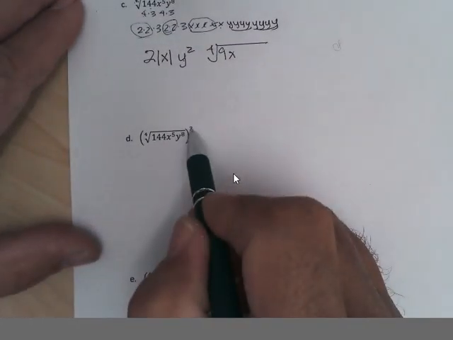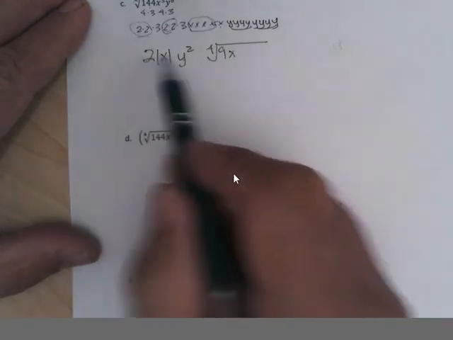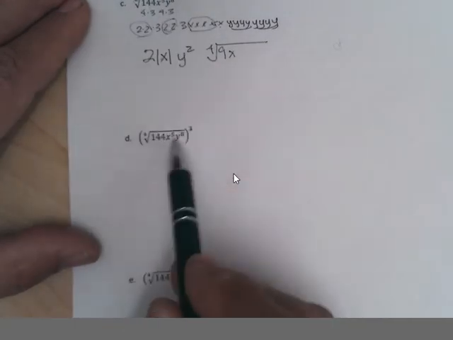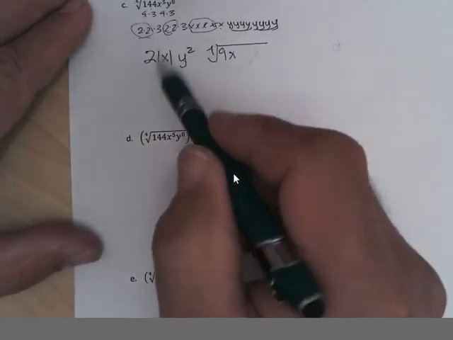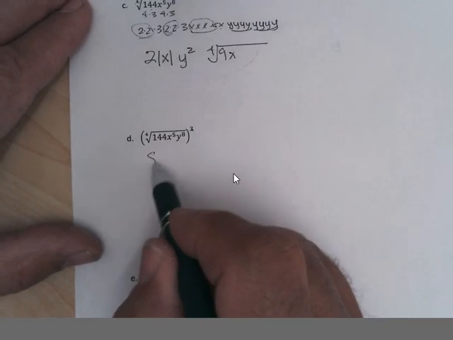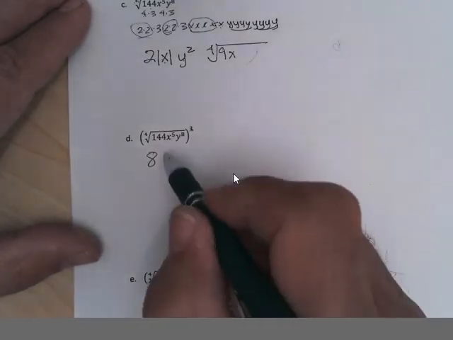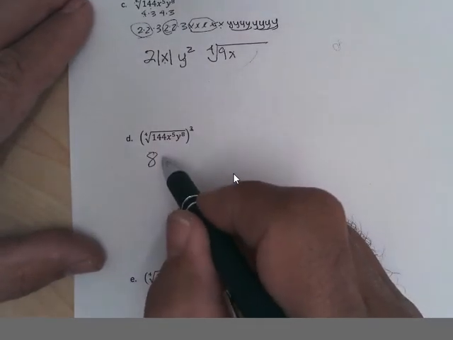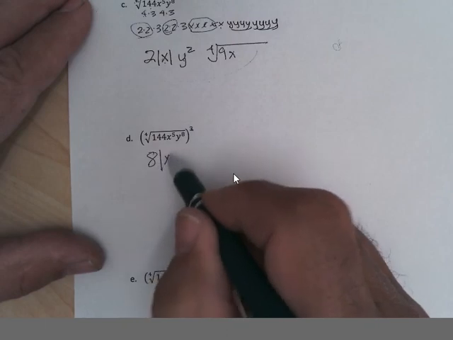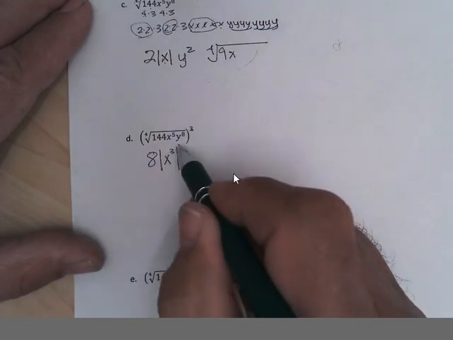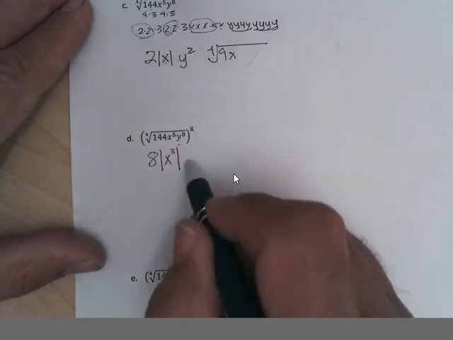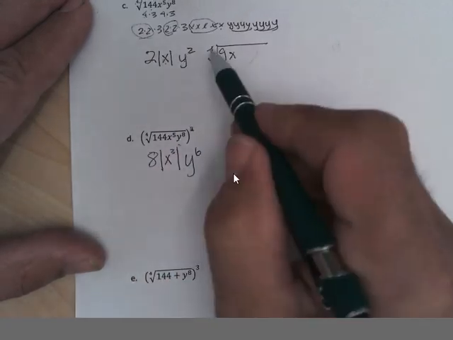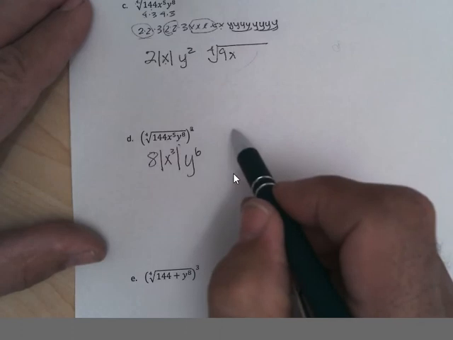Now we're doing this to the third. This is the same inside, so it would be this to the third power. So I'd have 2 to the third, 8. Absolute value of x to the third. Or you could put the 3 on the outside, doesn't matter. Y squared to the third would be y to the 6th. This is what's a little bit different here.